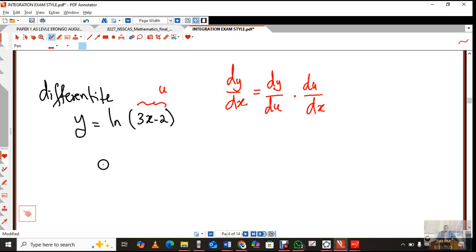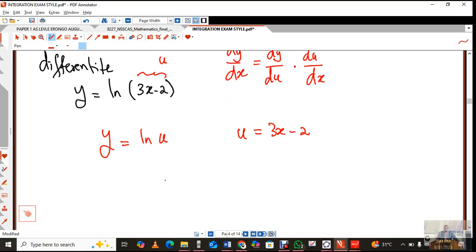So at this moment, I have y equals the natural log of u, and I also have that u is equal to 3x minus 2. Now let's differentiate it. So dy/du, remember the derivative of the natural log of u is nothing but 1 over u. And du/dx is nothing but 3. That is the derivative of 3x minus 2. The derivative of 3x is just 3, and the constant is 0.